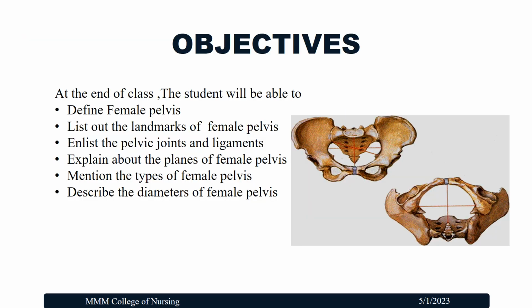Moving on to the objectives: at the end of the class, the student will be able to define the female pelvis, list out the landmarks of the female pelvis, enlist the pelvic joints and ligaments, mention the types of female pelvis, and describe the diameters of the female pelvis. It is very important to know about the diameters. Why? Because the normal arrangement of the pelvic bones and the normal diameters will allow for smooth parturition.